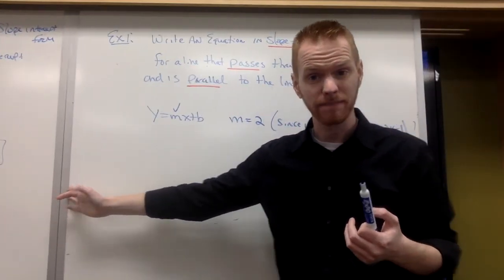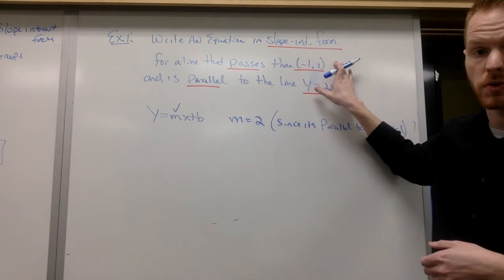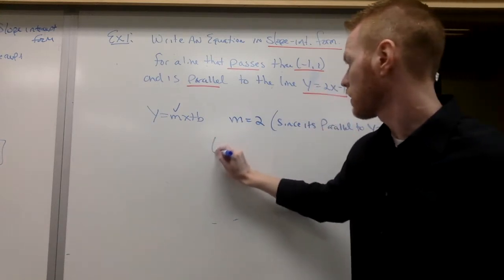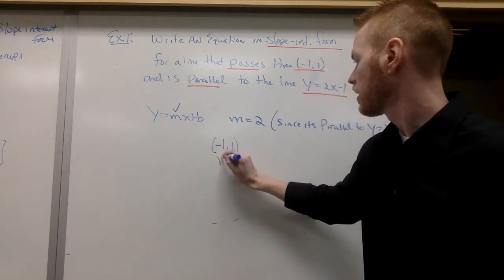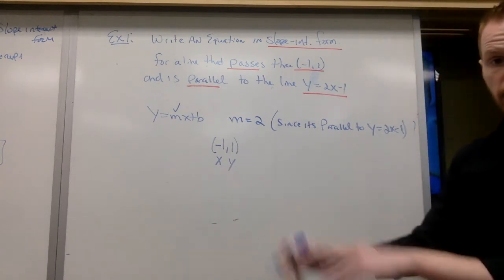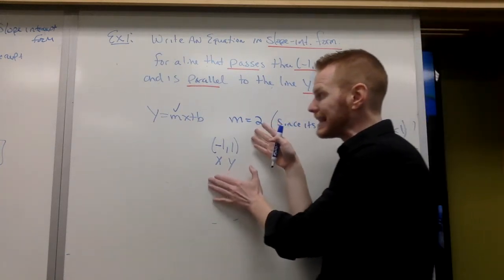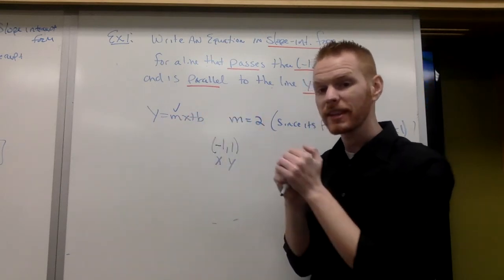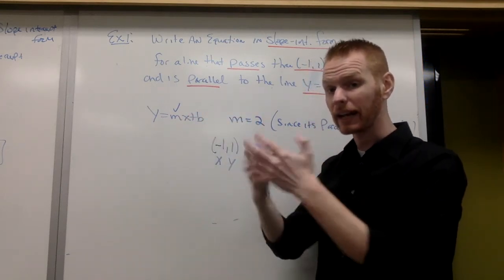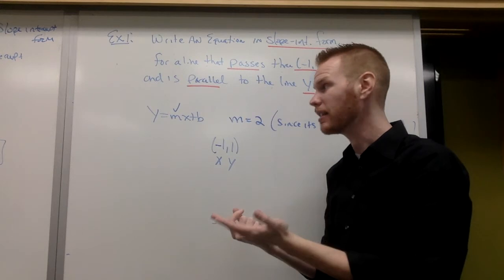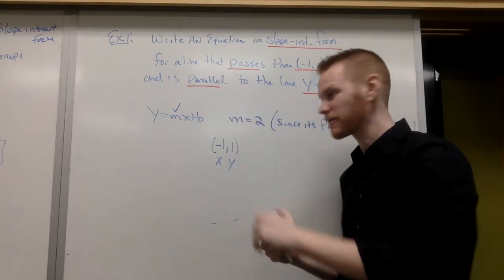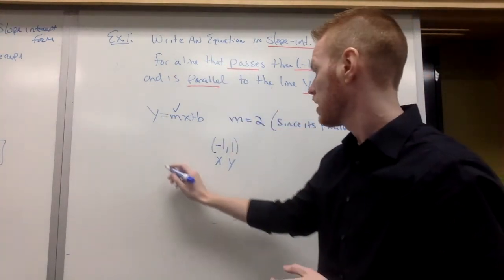Looking at this guy, I have a point that it goes through, okay? So my point's negative 1, 1. It has an x and y value that I could use. I know what this is. So if I plug these numbers into here, there's only one thing that I don't know, and that's b. And I could solve for that. And I know then where it crosses the y-axis. Let's go ahead and substitute.